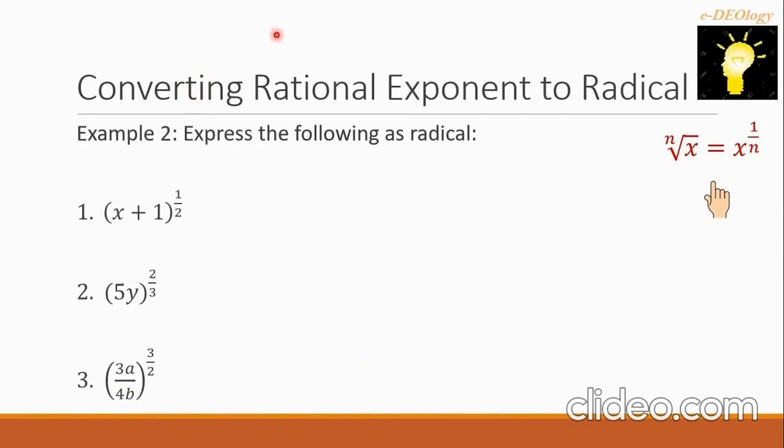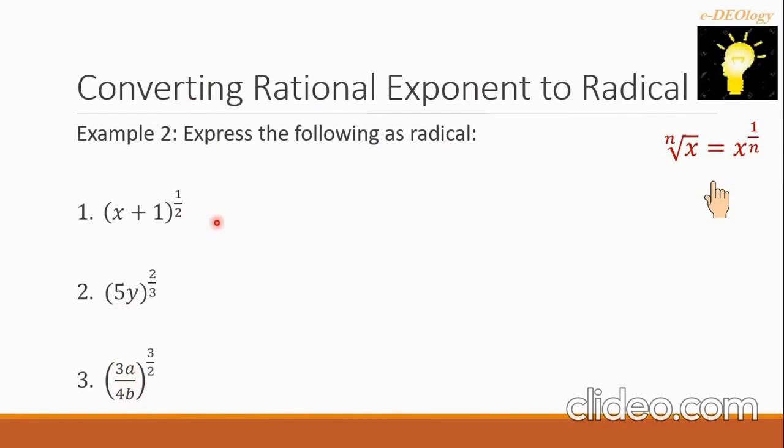Let us go to the reverse process. Let us convert rational exponent to radical. Express the following as radical. We have 3 sample problems here. First one, the quantity x plus 1 all raised to the exponent 1 over 2. Second example, the quantity 5y is raised to 2/3. Number 3, the fraction 3a over 4b is raised to 3 over 2 exponent.